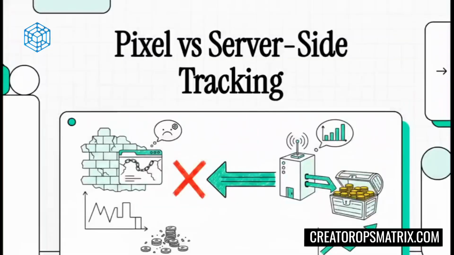Are your Meta ads showing way fewer conversions than your actual sales? If so, your tracking is fundamentally broken and you are losing data without even realizing it. Welcome to another explainer. Today, we're tackling pixel versus server-side tracking. We're going to look at why there's this massive gap between what your ad manager tells you and what's actually hitting your bank account, and exactly how you can fix it.